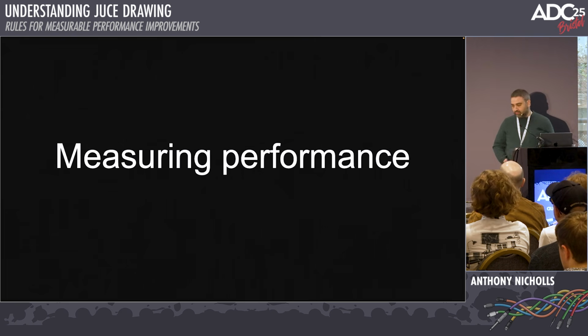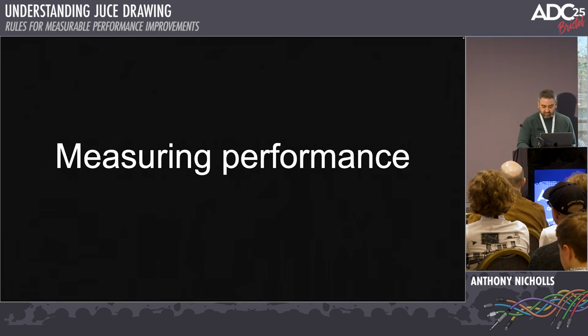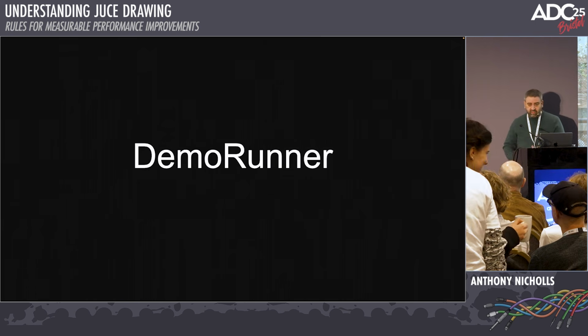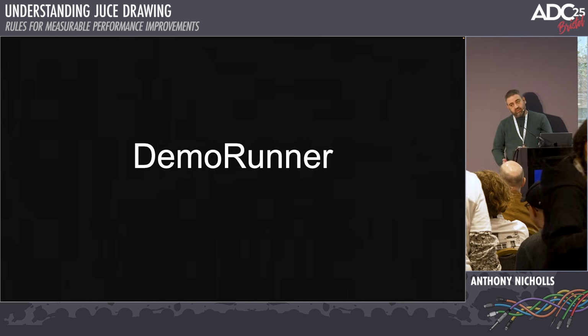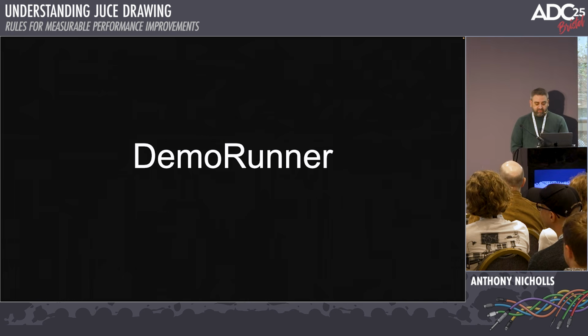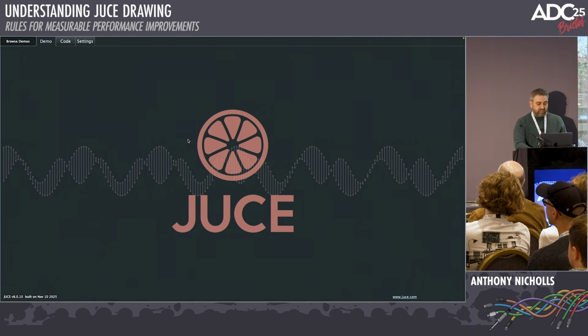If we're going to talk about performance, we need to talk about measuring performance. So let's do just a quick whiz through. First of all, if you're doing something in JUCE and you're hitting some performance issue, a good first place to check is the demo runner. So we're going to be looking at the demo runner quite a bit today. This is the demo runner running just here.